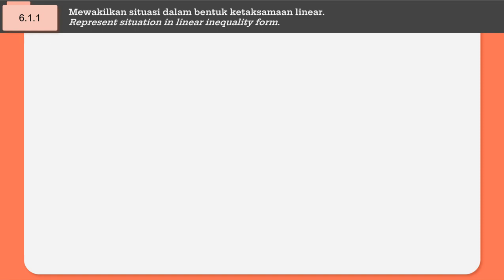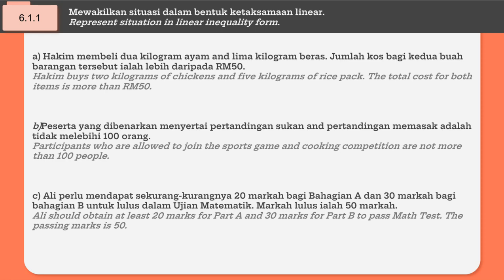Alright, so let us look at 6.1.1, represent situation in linear inequality form. The first one: Hakim buys 2 kilograms of chickens and 5 kilograms of rice pack. The total cost for both items is more than 50 ringgit. So here we have two variables. The first one we have chicken, I note this one as variable x, and then we have rice pack, this one I take as variable y.